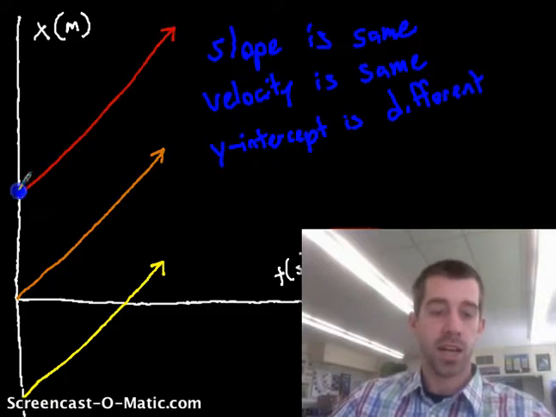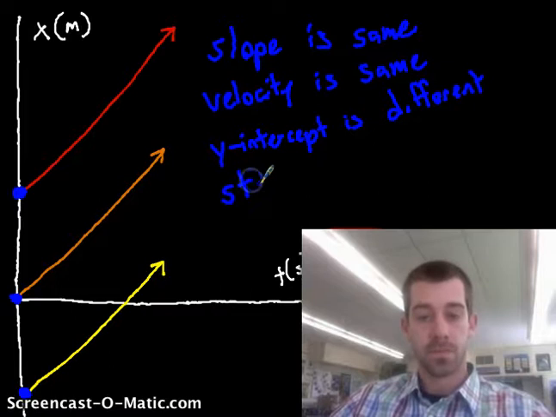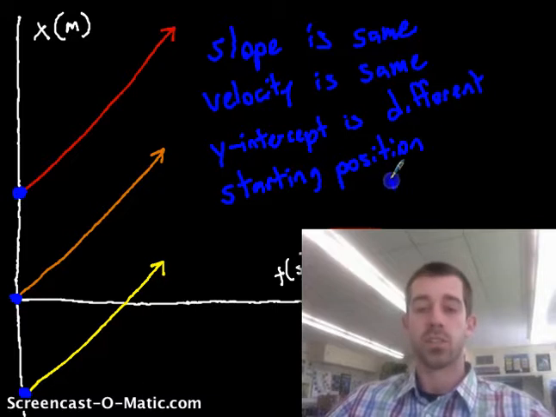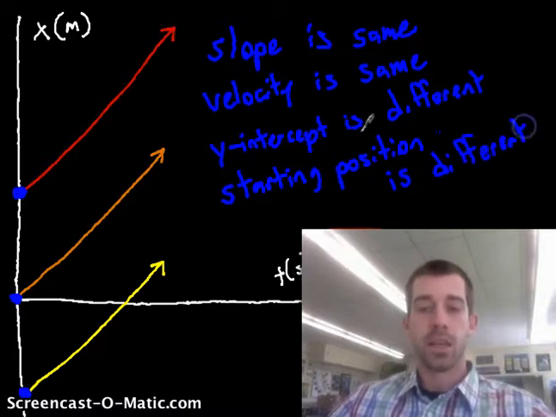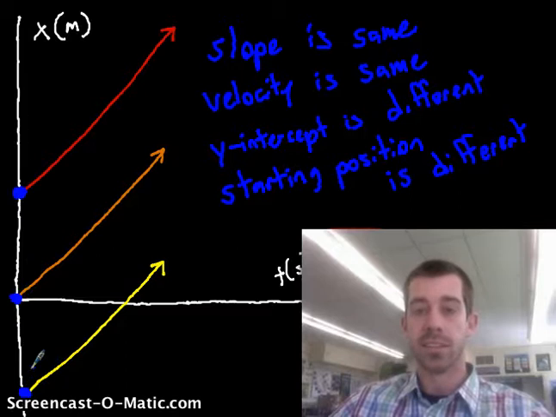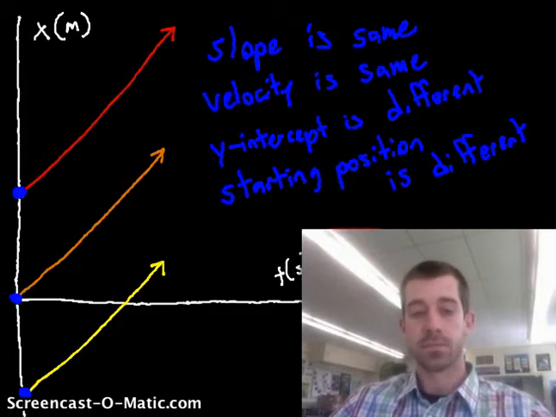Okay, so this one has a positive y-intercept, this one has 0 for a y-intercept, this one has a negative y-intercept. And the y-intercept tells us the starting position. So that means the starting position for all of these is going to be different. This one starts on the positive side of the origin. This one starts at the origin, and this one starts at the negative side of the origin. But they're all moving at the same velocity.